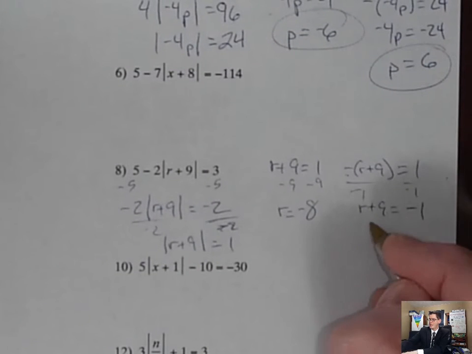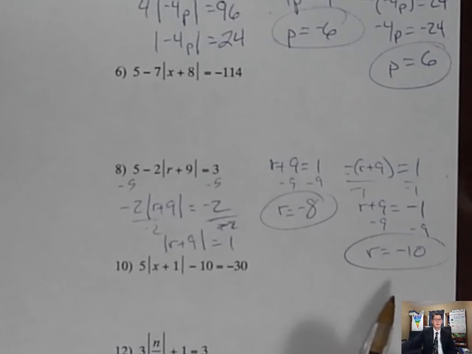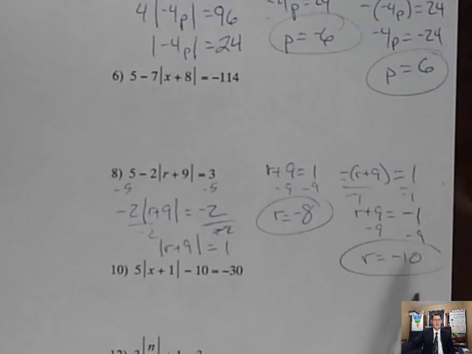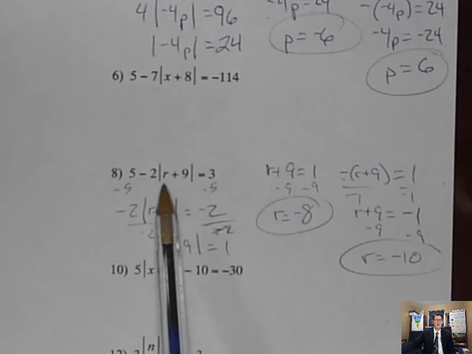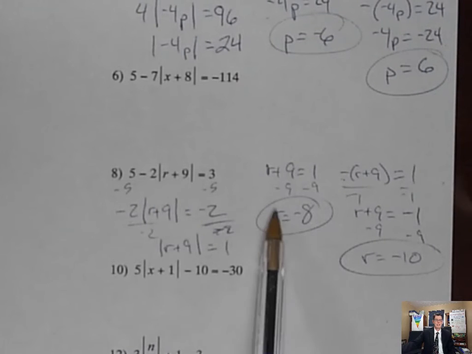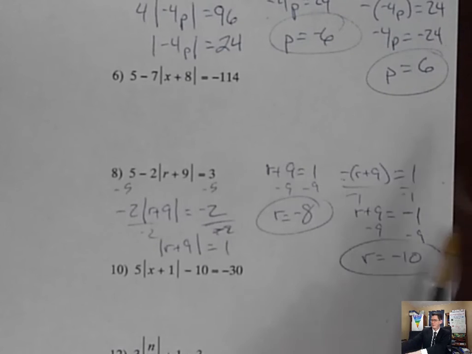Now subtract 9 from this side, and r can be negative 8. Over here, subtract 9 from this side, and whoa, r becomes negative 10. So those are the two answers that can work. It's not just an answer and then its negative. And you can know that because once you're inside the absolute value, if you've got a plus or a minus in there, what you're doing is putting these numbers on either side of that 9.